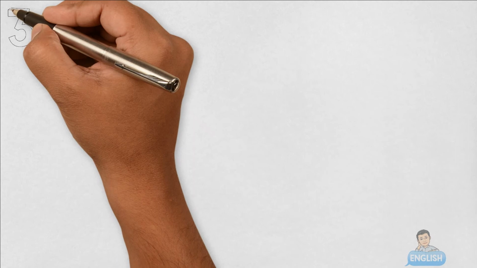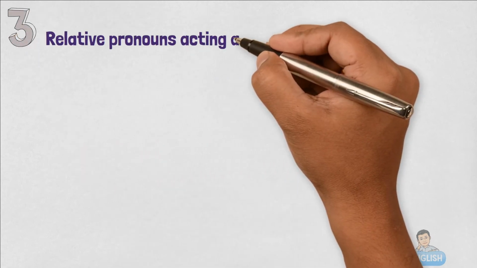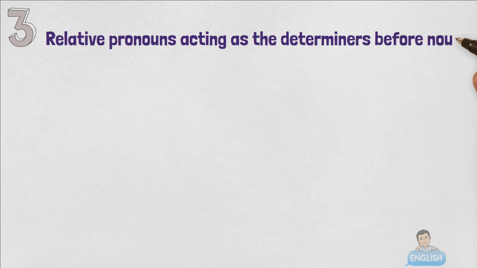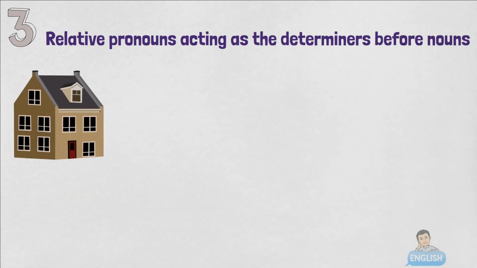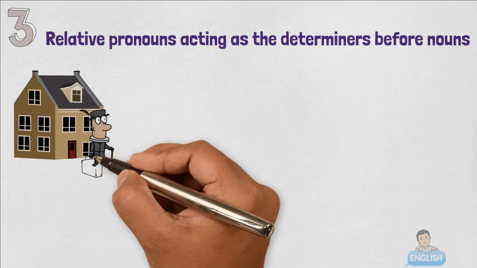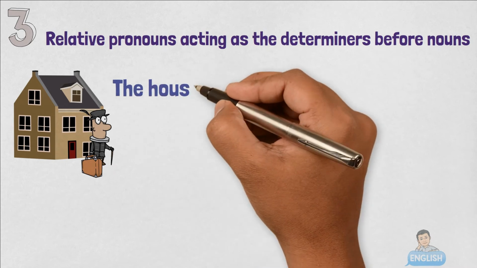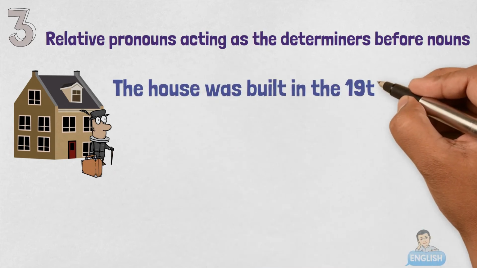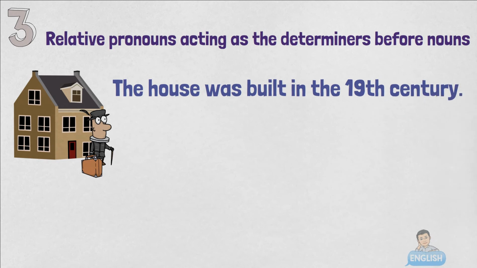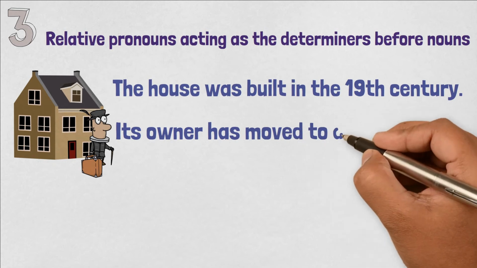3. Relative pronouns acting as the determiners before nouns. Here are the two sentences. The house was built in the 19th century. Its owner has moved to another town.